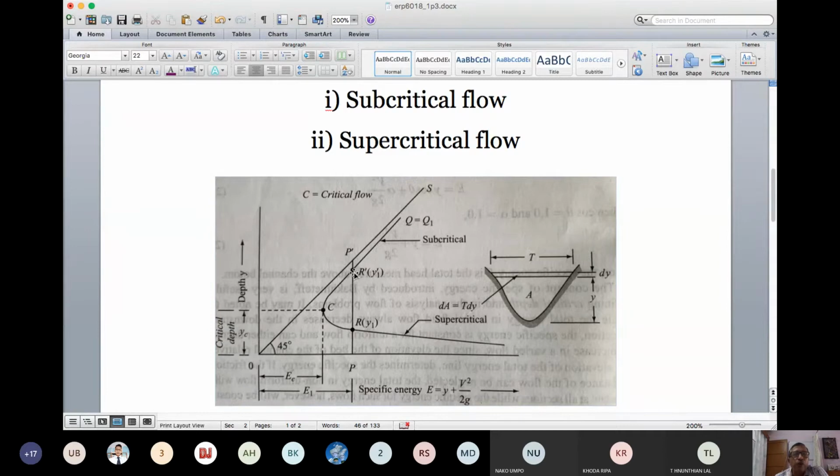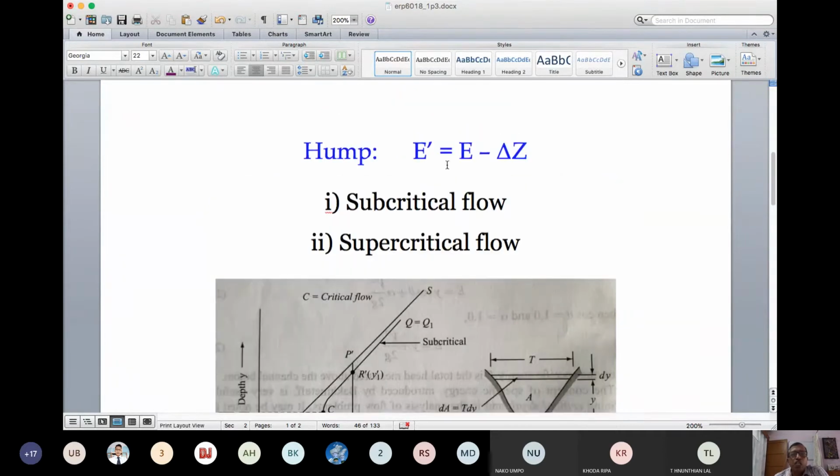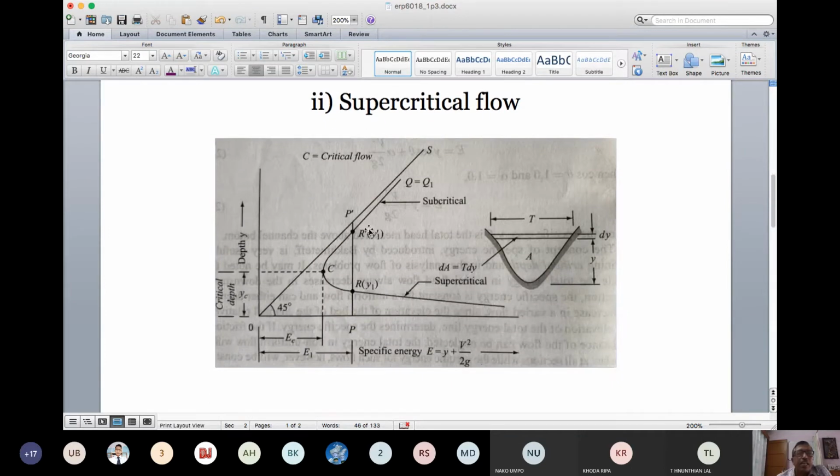So in the subcritical flow, if there is a hump, so delta Z is positive, then the new specific energy will be less than the original specific energy. So the specific energy reduces, that is, we move towards the left, and we find that the point R dash will now come close to the critical depth. As the hump height increases, from R dash you come close to C. The maximum hump height is E1 minus EC.